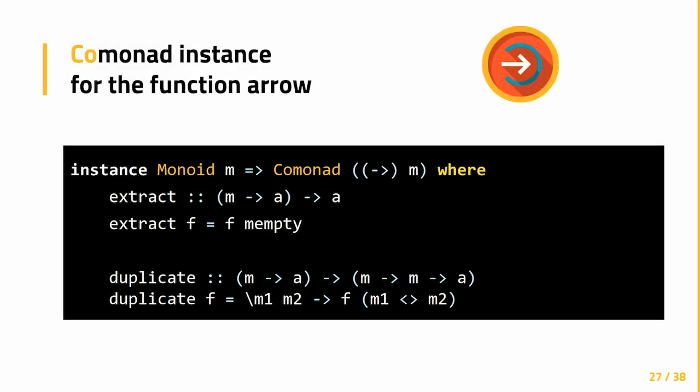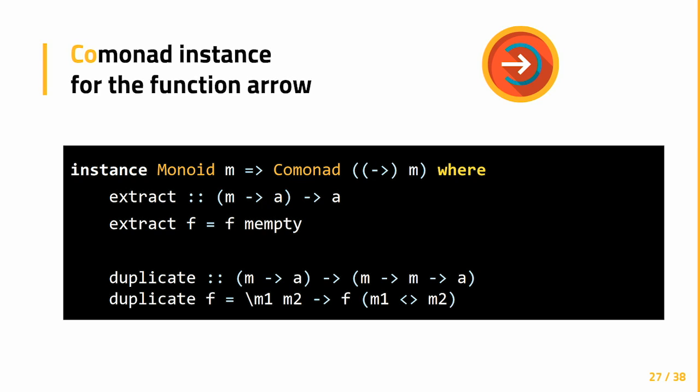And for our reference point, we are going to use the Comonad instance for the function arrow. So if we know that the argument of a function is a monoid, then we actually can implement a Comonad instance for the function arrow. How does it work? Extract takes a function from m to A and needs to return A. Well, the only way to return A is to just pass some mempty to the function.